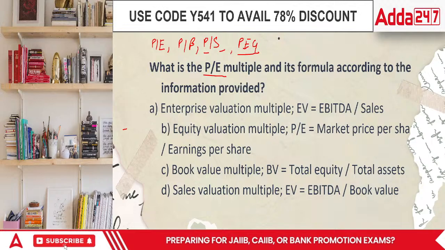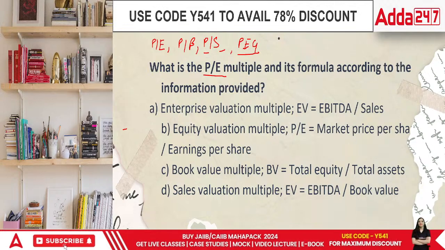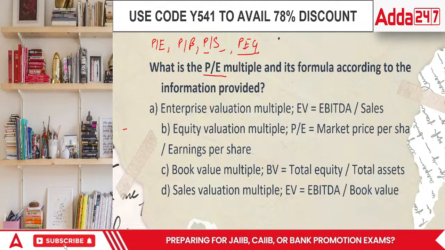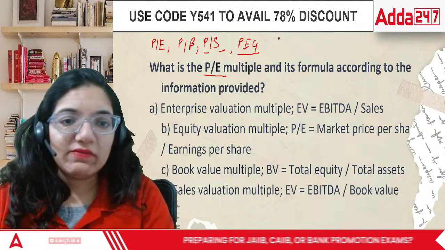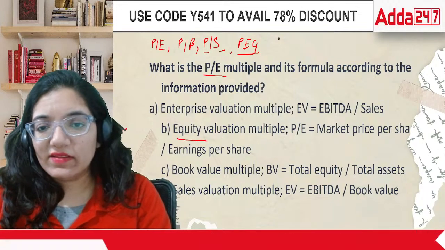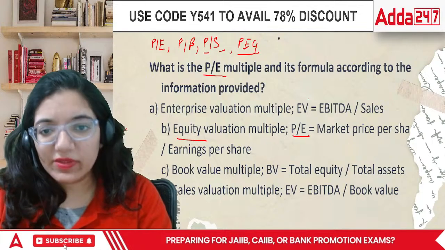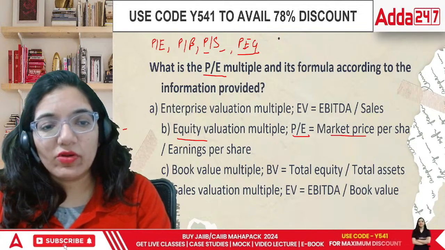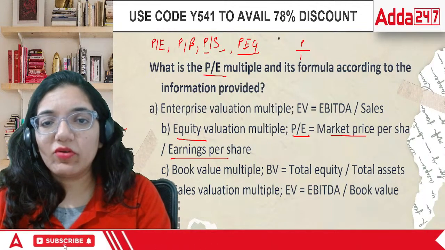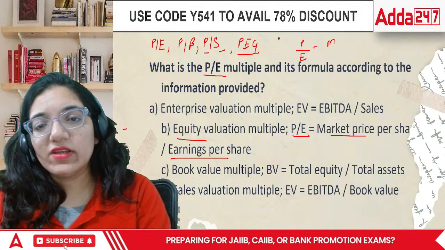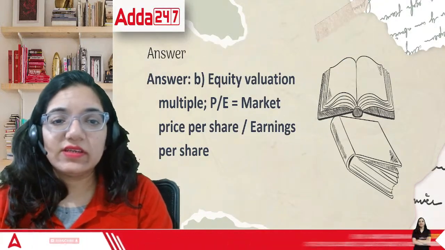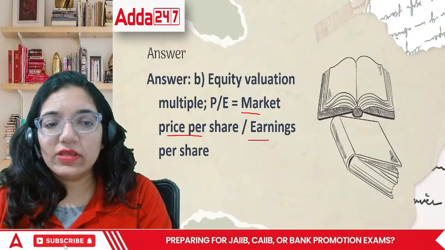What would be the answer according to you, everyone? The sale value multiple or EV upon EBITDA. Okay. Now what would be the answer? In this case, the correct answer is when we talk about equity valuation multiple. In this case, PE is for equity valuation, not the enterprise. And in this area is PE. Since it is talking about PE only, na, it is MPS upon EPS. The market price. In fact, look at this particular P upon E. This P is market price and this is your earning per share. So the correct answer is MPS upon EPS.